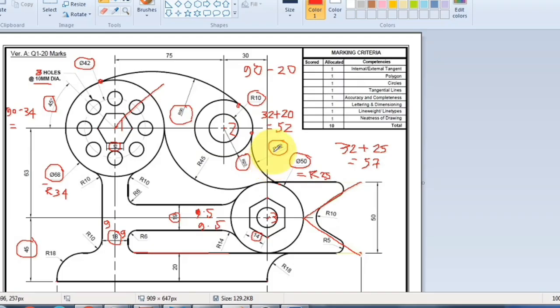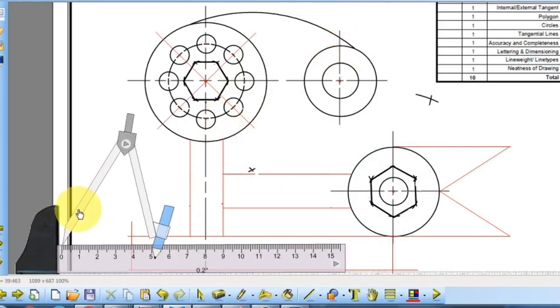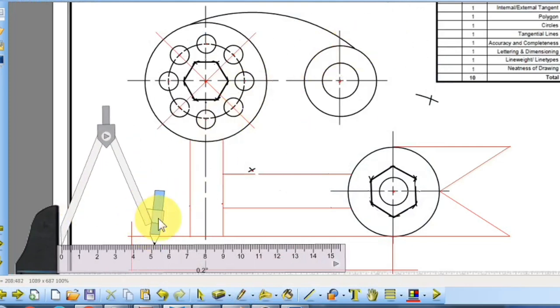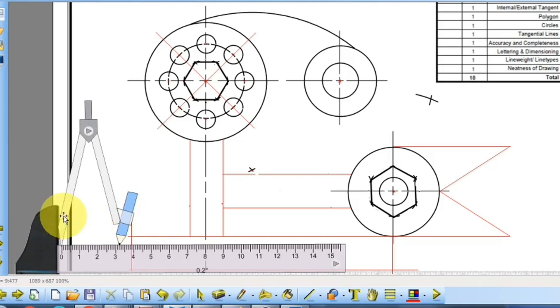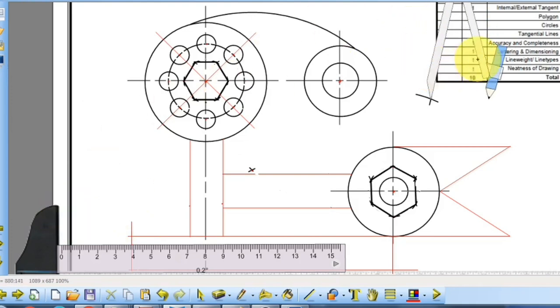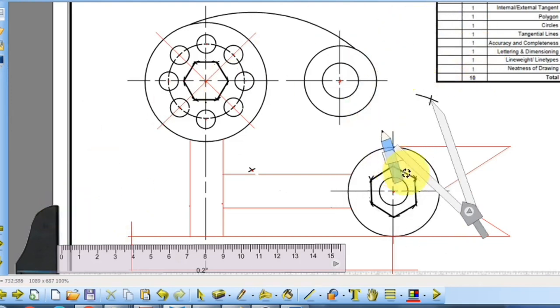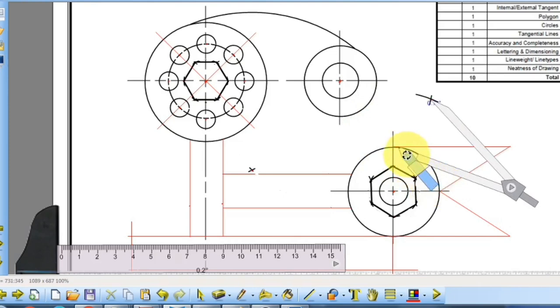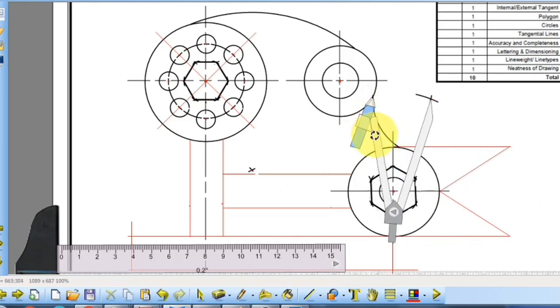And then we can now open the compass to radius 32. So open the compass to radius 32. Now it's going to touch here, and touch here. So draw an arc. Perfect.